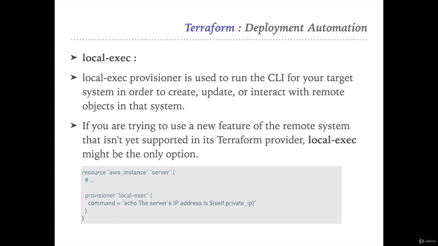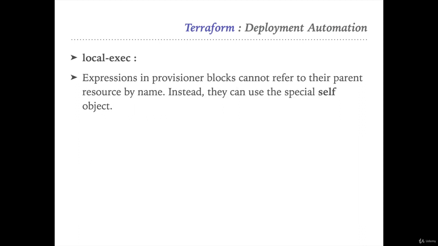So suppose I don't have any feature to read the private IP of the resource which I'm creating, then we can use the local exec, right? And this is the way you can retrieve the private IP of your machine. If you remember, in the earlier lecture we have used the self, right? So why did we use the self? Because the expression in the local exec provisioner block cannot refer to the parent resource by name.